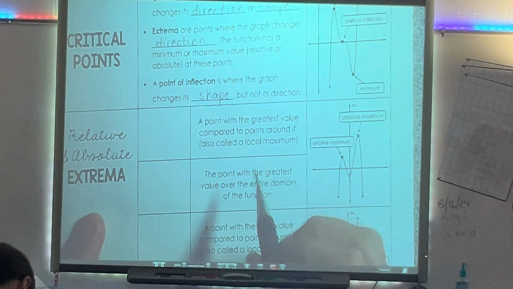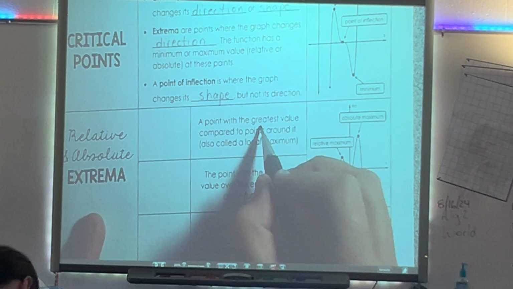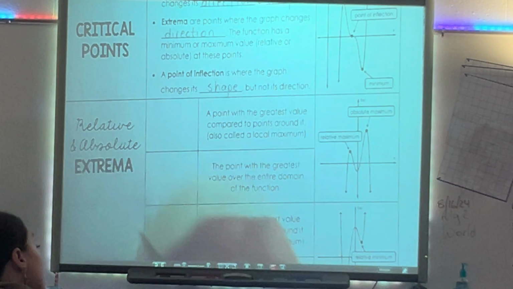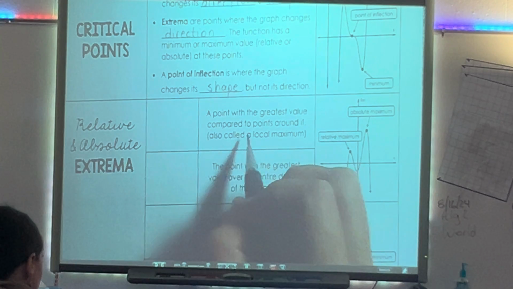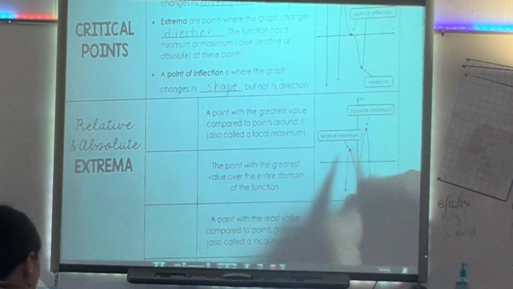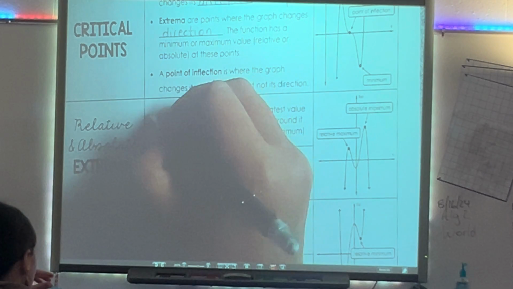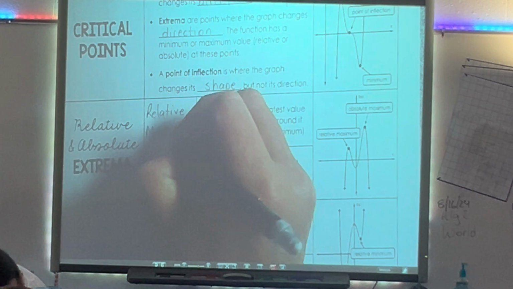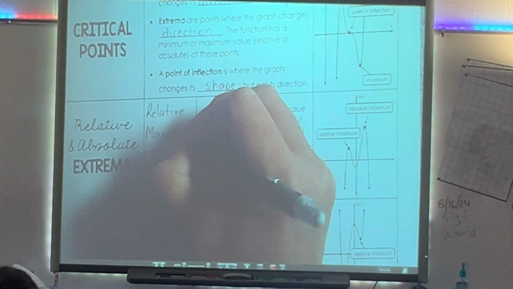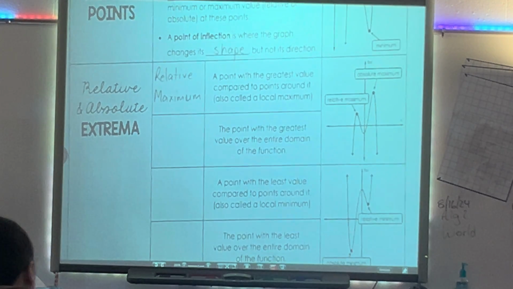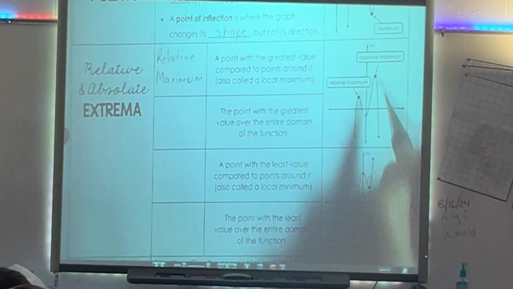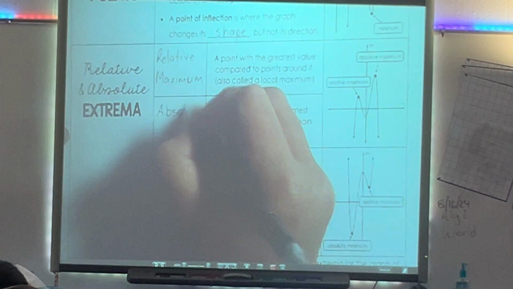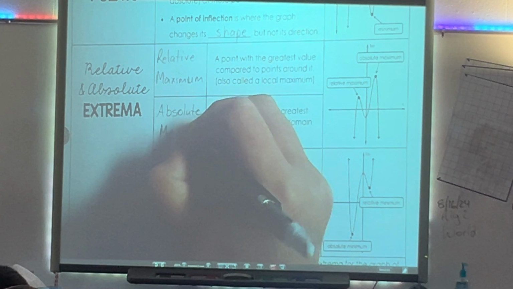Okay, if we look at the point that has the greatest value in comparison to everything else, it's this point right here. It would be called, wait a minute, compared to points around it. Oh, it's local. Okay, it's going to be this one right here, your relative maximum. So it's greater than the points around it, but it's not the greatest point. So the point that is the greatest, that would be this one over here, that would be an absolute maximum.